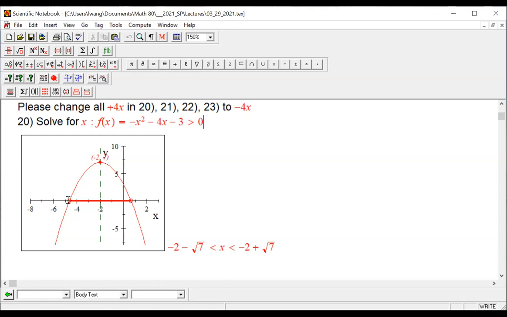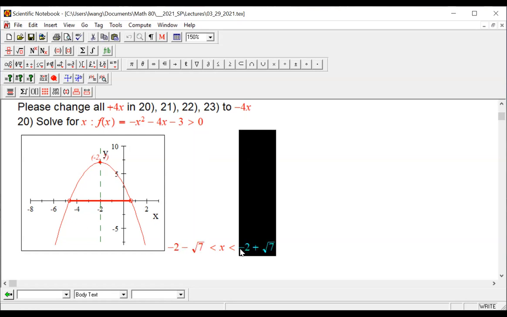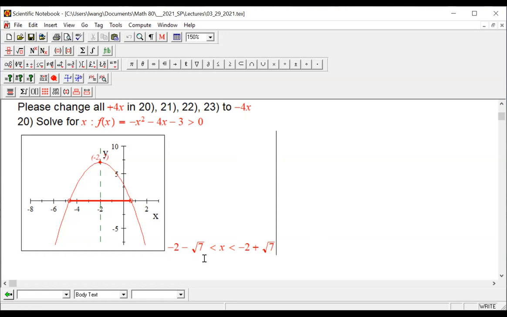Okay, so x1 is this point, x2 is that point. This point is negative two minus root seven. The only difference is that we previously had nice neat numbers like negative two, negative three, positive one. Now we have numbers that are not so nice and neat. Just use them as they are. Don't worry too much about it, okay?